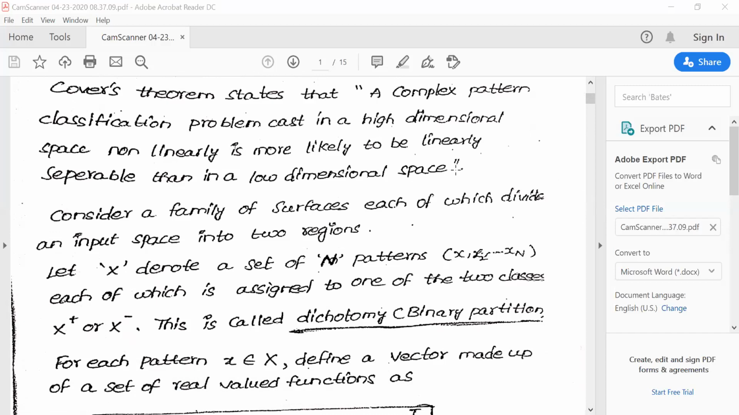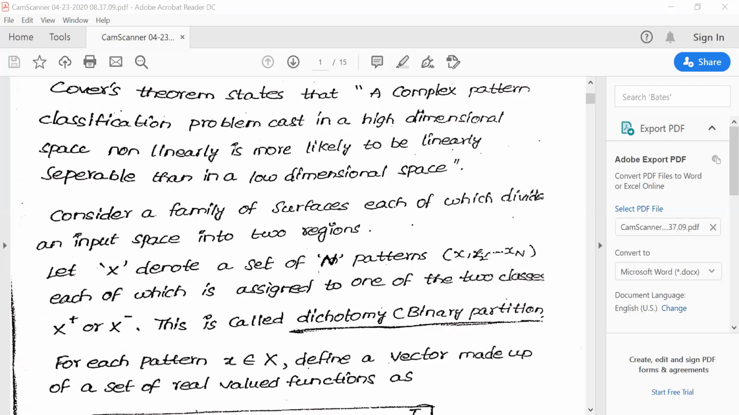Whenever you are designing a nonlinear SVM, the first step will be mapping the input space from a low dimension space to high dimension space. That is our first step in design of nonlinear SVMs. That is what this statement is saying. I'll read it again. Covers theorem is about a complex pattern classification problem in a high dimensional space is more likely to be linearly separable than in a low dimensional space. That is what we did.